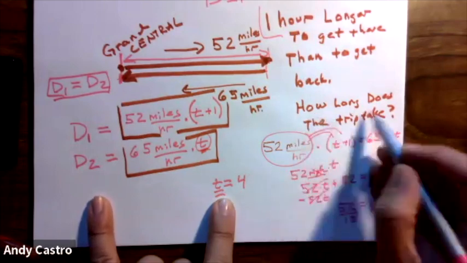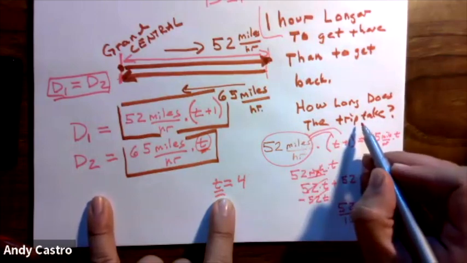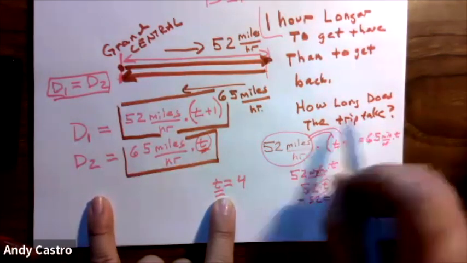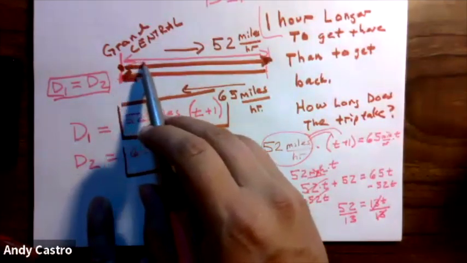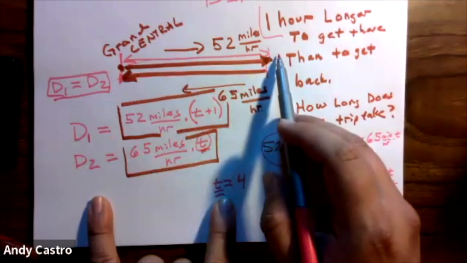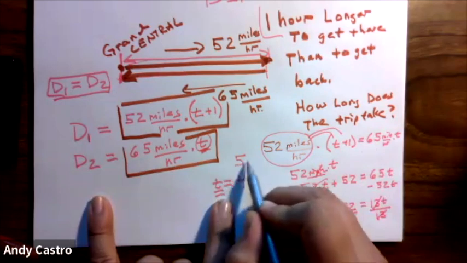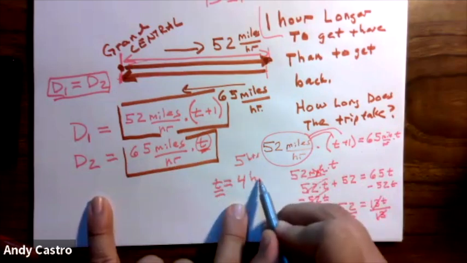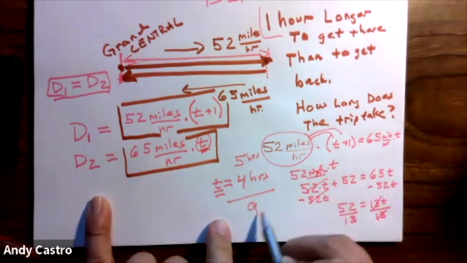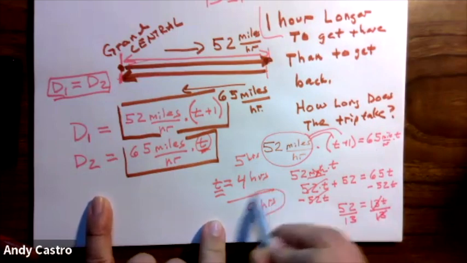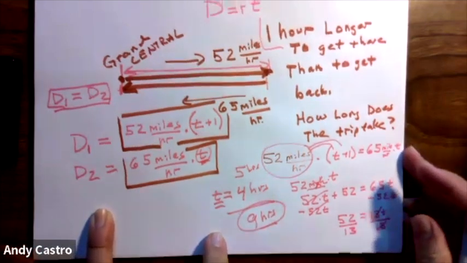Now, the question is, how long does the trip take? So I have to make sure that I add going out. So going out would be T plus 1. So that's 5 hours. 5 hours out, 4 hours back, 9 hours total. All right.